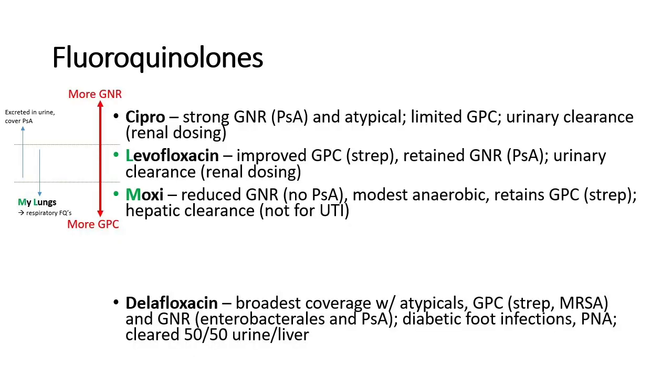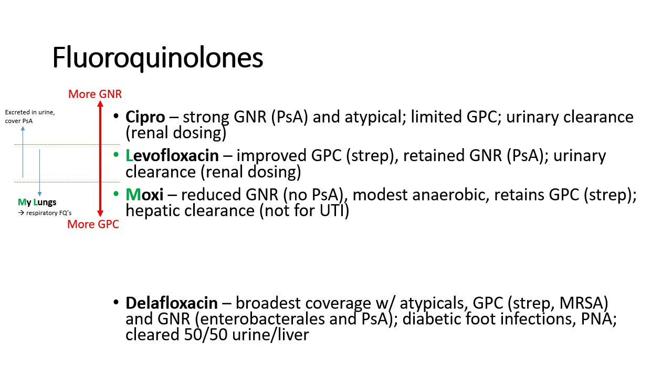The 3 main fluoroquinolones, and of course, as everyone knows, we only have 2 here, but Cipro, Levaquin, and Moxi. Levaquin and Moxi are the respiratory fluoroquinolones. There's also gatifloxacin, which we really don't see any longer, but this mnemonic, get my lungs: gatifloxacin, moxifloxacin, and levofloxacin, is the mnemonic for respiratory fluoroquinolones. And you see the spectrum from Cipro, which is most gram-negative active, down through Moxi, which is most gram-positive active.